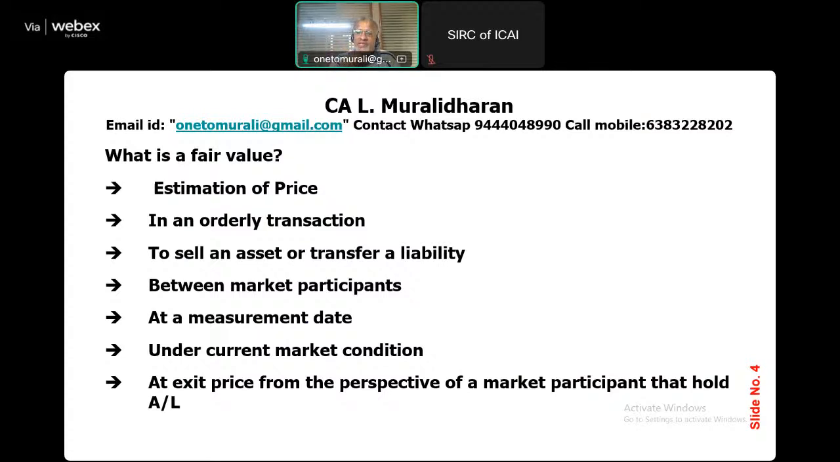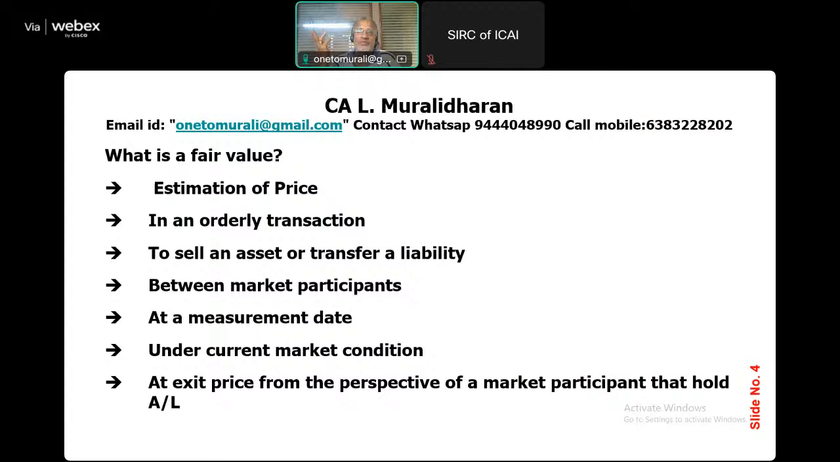Quite naturally, the price they would charge for an emergency scenario will not be the same as for people who normally come in the order. So please understand, an orderly transaction means only that. Whenever you have a distress, whenever you have anxious moments to effect a sale before a particular period, the price will not be fair. That is the reason why we say estimation of price in an orderly transaction to sell an asset or transfer a liability, not for buying, and between two market participants.